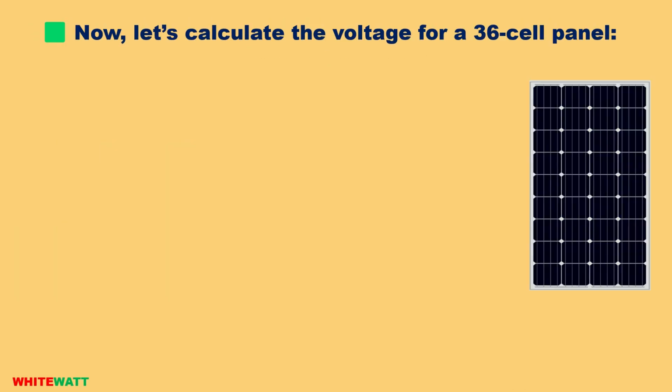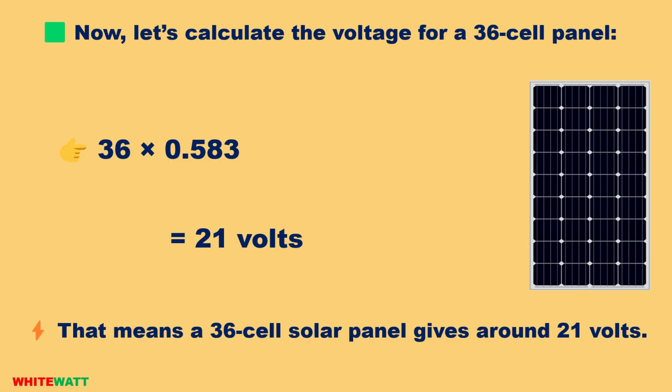Now let's calculate the voltage for a 36 cell panel. So 36 multiplied by 0.583. So the answer becomes 21 volts. That means a 36 cell solar panel gives around 21 volts.